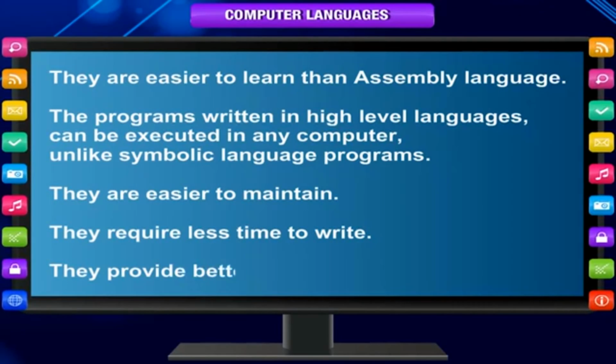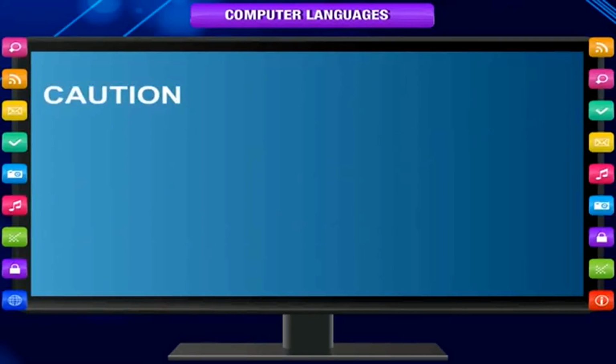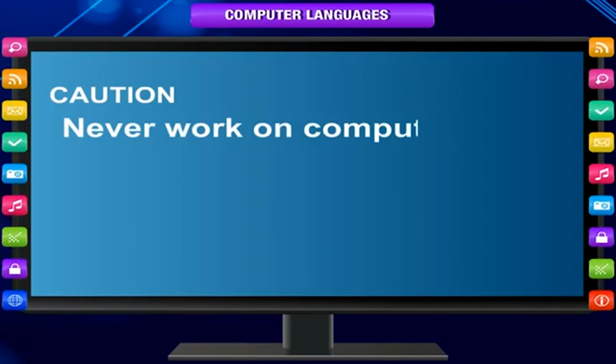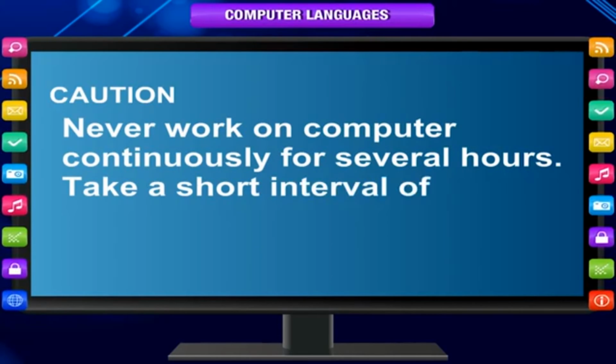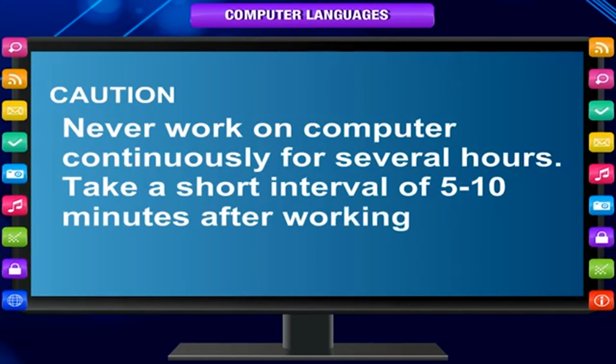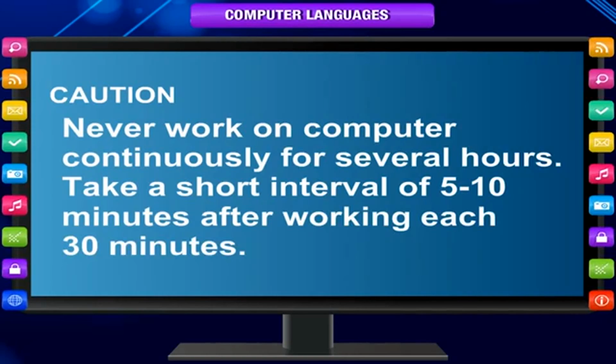They provide better documentation. Caution: never work on computer continuously for several hours. Take a short interval of 5 to 10 minutes after working each 30 minutes.